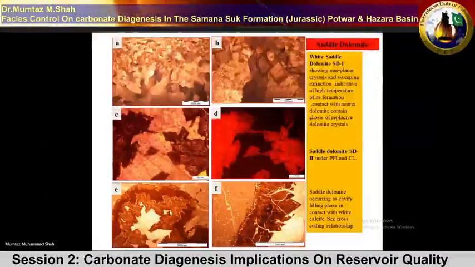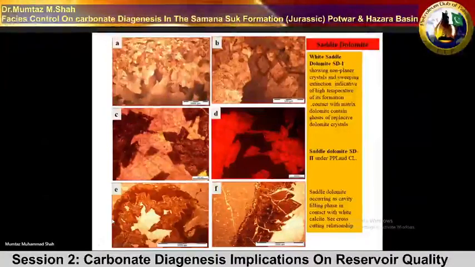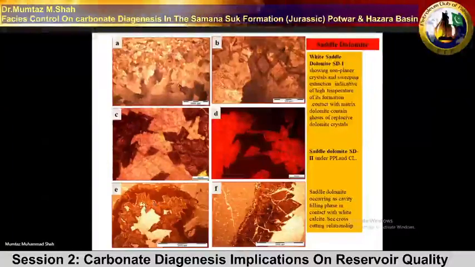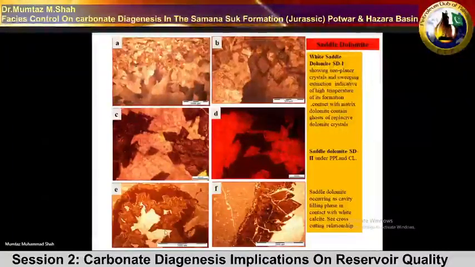Similarly, we have these pore fillings, cavity fillings, where the saddle dolomite is present, which has also been observed on the outcrop scale, and we can see that the remaining central part had been filled by the calcite.